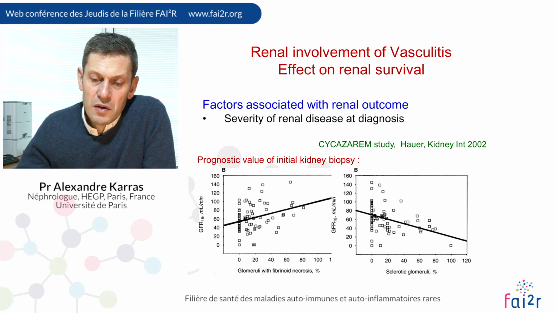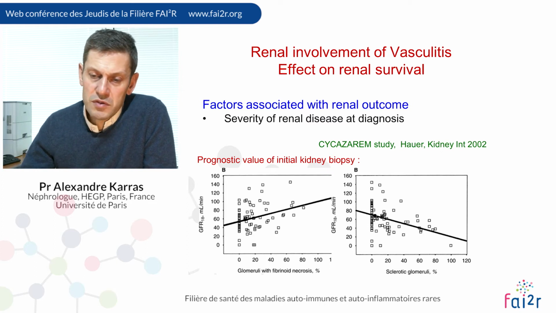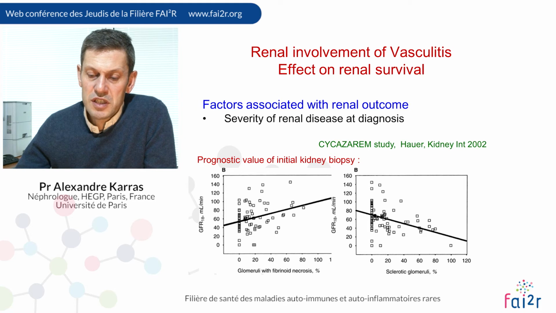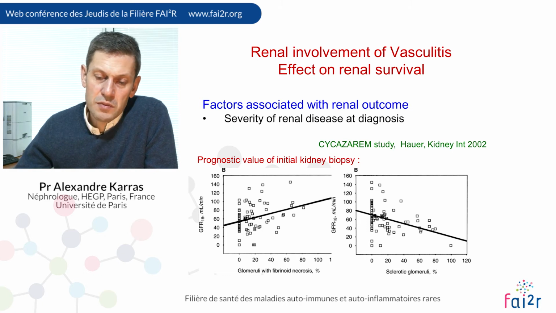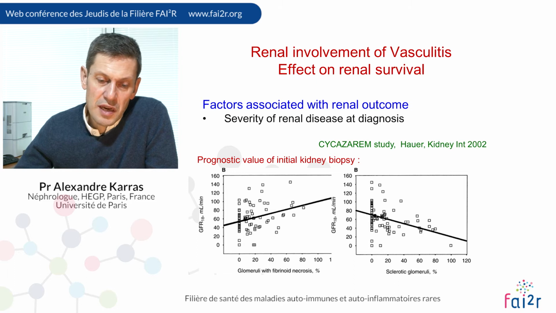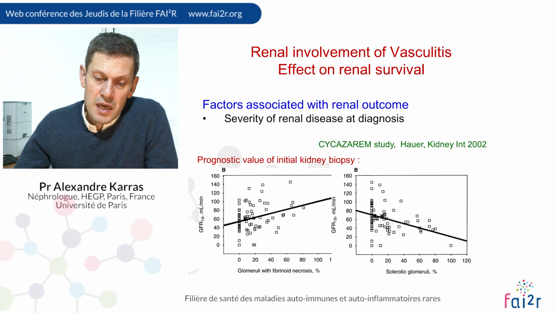The kidney biopsy also has some very important role to play for predicting renal outcome. We know that the percentage of sclerotic glomeruli, which are no more functional, is very well correlated with long-term renal function. On the opposite, when you have fresh and recent lesions, such as fibrinoid necrosis or crescents, we know that these patients have a better outcome on the long term.